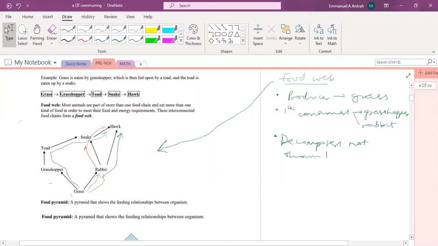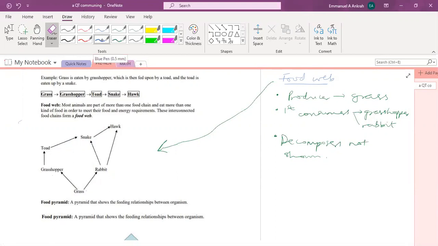Another way we have a question will be like this. Now, what will happen to the toad population if the snake population goes down? Based on our knowledge, if the snake population goes down, then the toad population would go up, it's going to increase, because there's no snake to feed on the toad based on this food chain. The same way, if the grasshopper population goes down, then the toad population would go down, because the toad has no other food to feed on than the grasshopper.